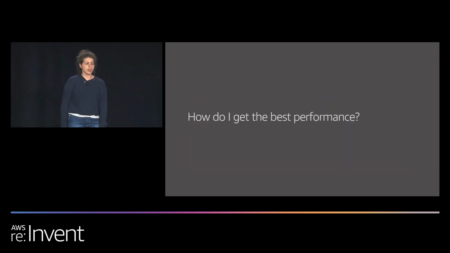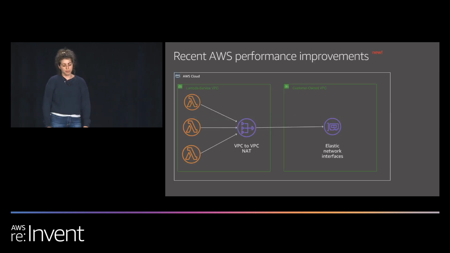Okay, so question: how do I get the best performance? And also, how does it work behind the scenes? What's really happening when I attach my Lambda to a VPC, so that I can thoroughly understand what things I need to do to make sure that I have the best security, the best performance, just make sure I know the basics. So let's talk about some recent performance improvements.